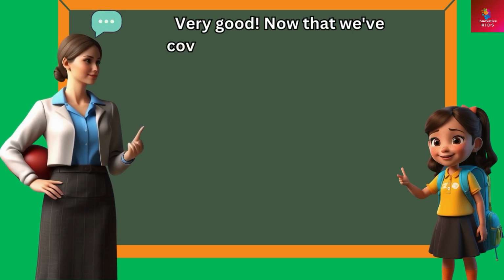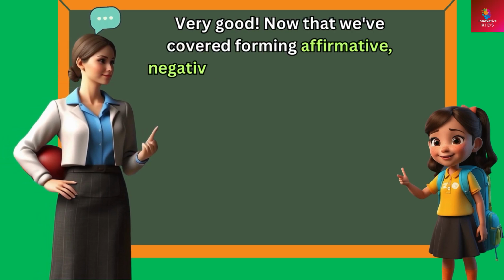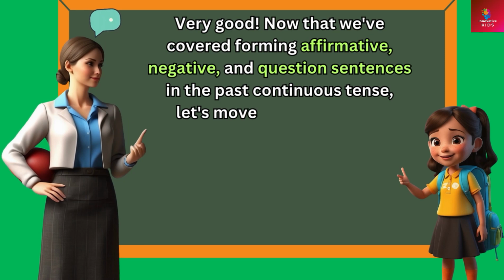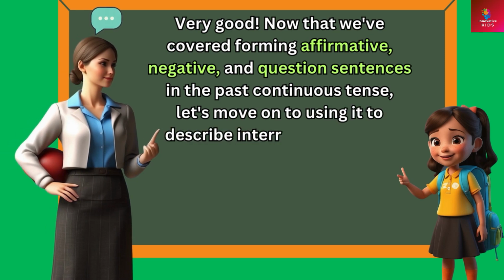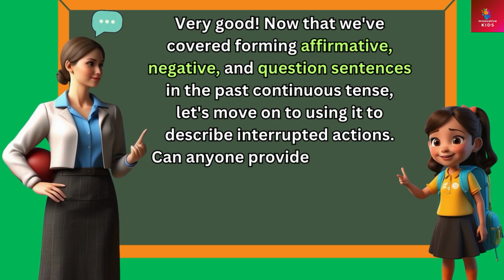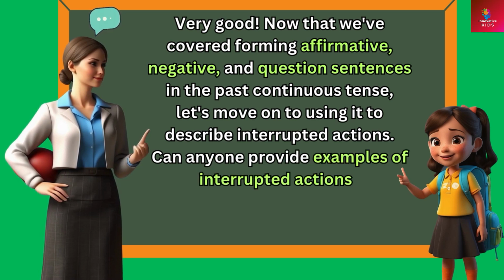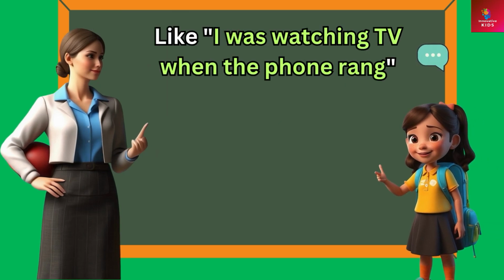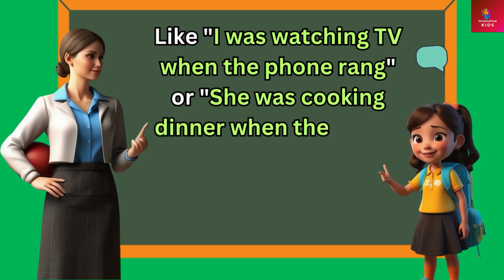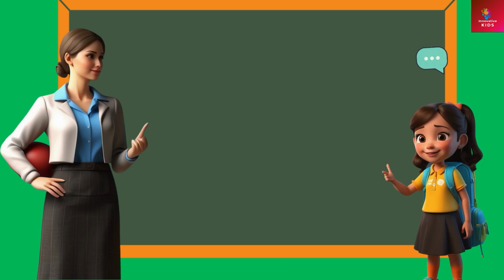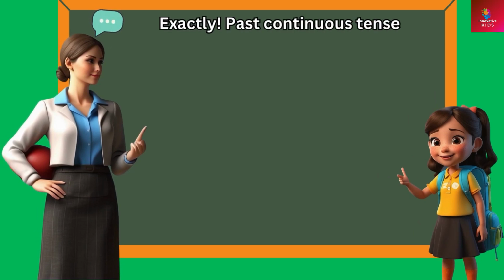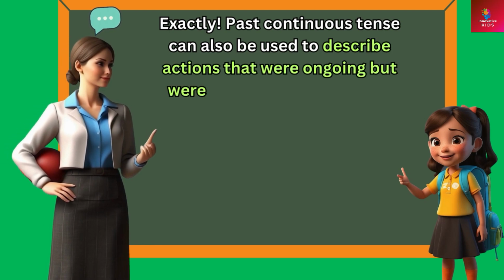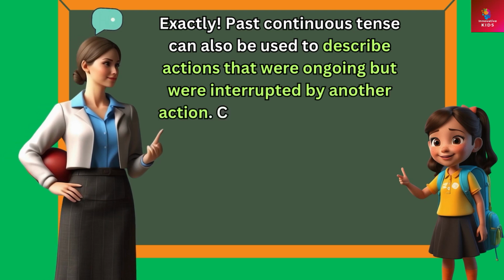Very good. Now that we have covered forming affirmative, negative, and question sentences in the past continuous tense, let's move on to using it to describe interrupted actions. Can anyone provide examples of interrupted actions? Like, I was watching TV when the phone rang, or she was cooking dinner when the power went out. Exactly. Past continuous tense can also be used to describe actions that were ongoing but were interrupted by another action.